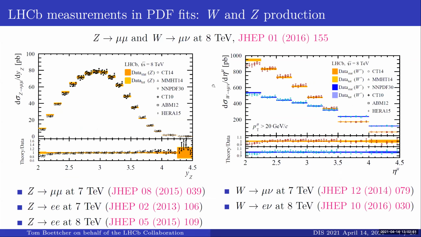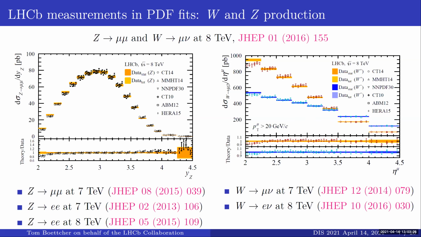So here are examples of results of LHCb's W and Z production measurements. These plots show Z and W production at 8 TeV, and these are both in the muon channel, so Z to mu mu and W to mu nu. The left shows the rapidity distribution of Z bosons at LHCb, and the right plot shows the pseudorapidity distribution of muons from W bosons. The orange shows the W plus, and the blue shows the W minus.